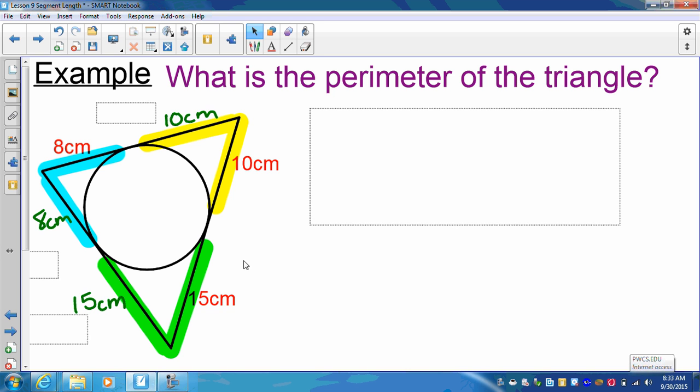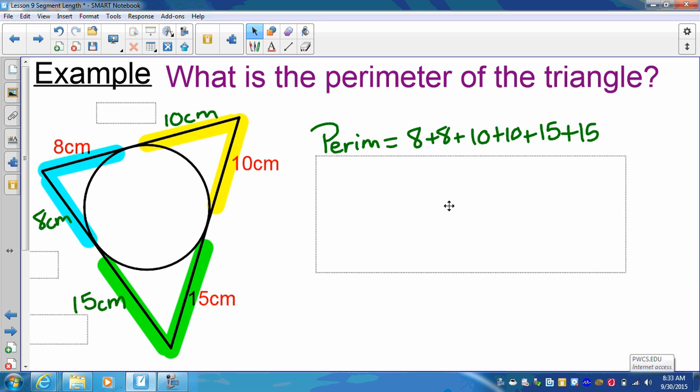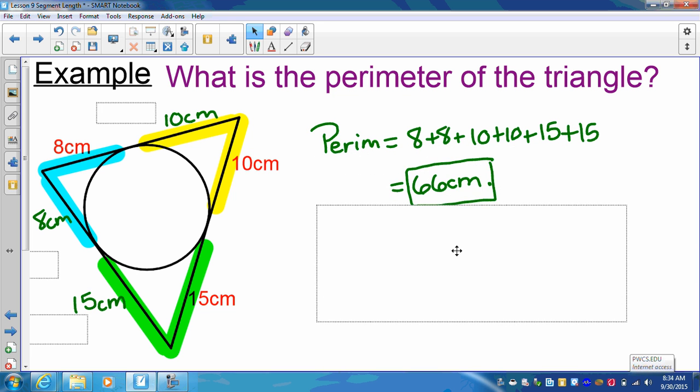So now that we know all the pieces to the puzzle, we can find perimeter, which is just adding all of these pieces up. So the perimeter is all of those pieces added together, which gives us a total of 66 centimeters.